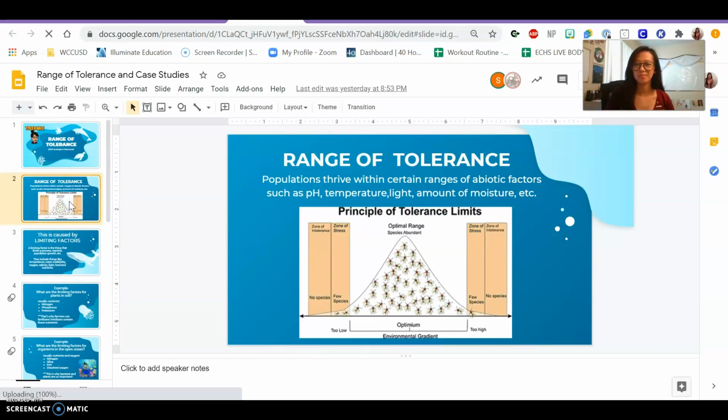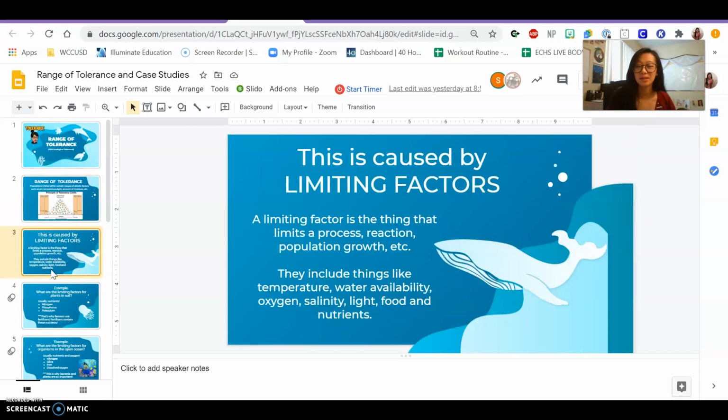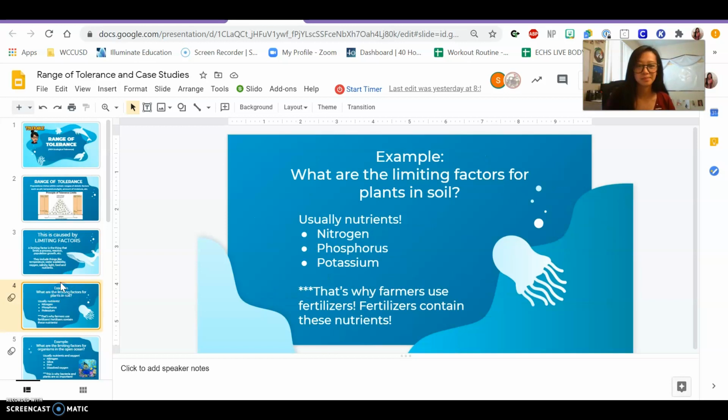Range of tolerance, aka ecological tolerance: we talked about what it is, how populations need certain things to be able to survive. We can graph these into the optimum range where they survive, the zones of stress, and then the zones of intolerance where they cannot survive at all. This is caused by limiting factors like temperature, water availability, oxygen, salinity, light, food, and nutrients. And then we did some interactive questions.